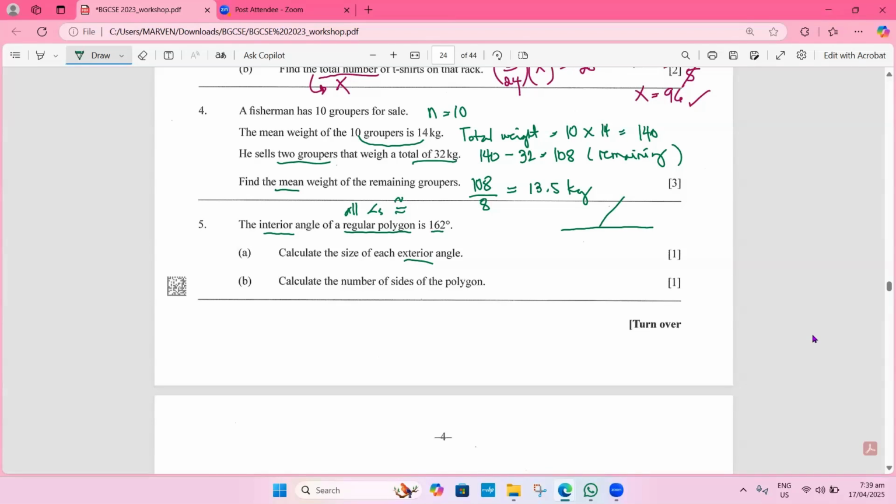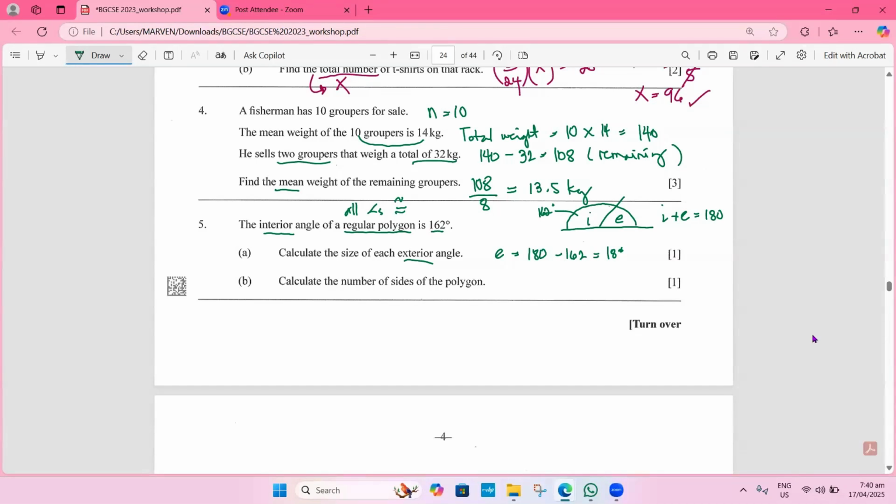So let's say this is our interior angle. This is our exterior angle. So the interior and exterior are a linear pair. So interior plus exterior is equal to 180. So given that the interior is 162 degrees, to compute for the exterior, we simply subtract 162 from 180. So that will give us 18 degrees. Correct?